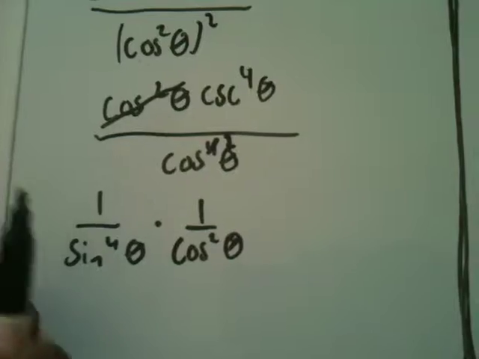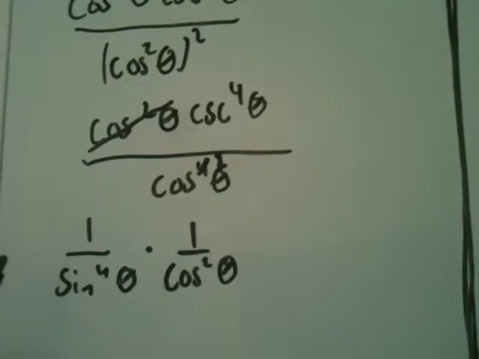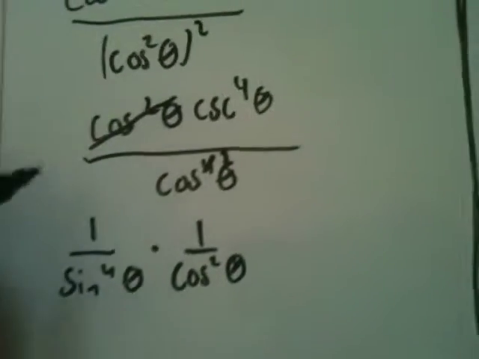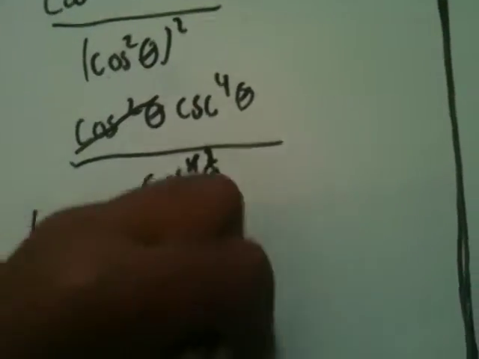I guess that's as far as we can go with this one, because there's no other identities that we know that are products. Nothing else can really help, and we want it in terms of sines and cosines, so this works.